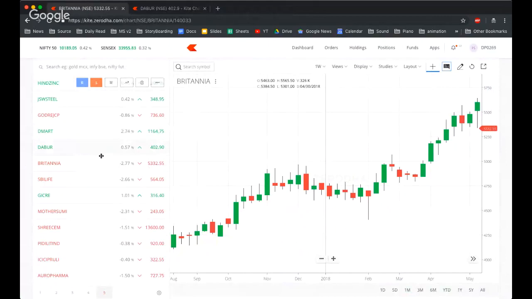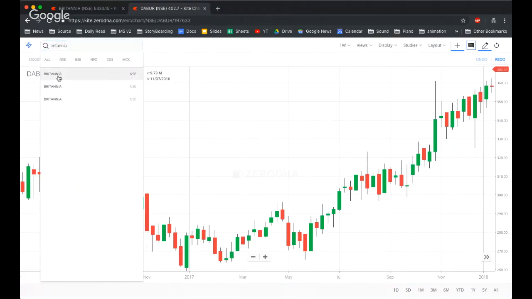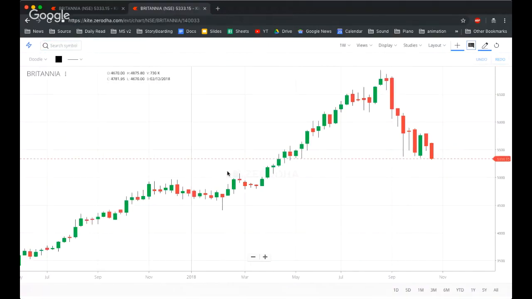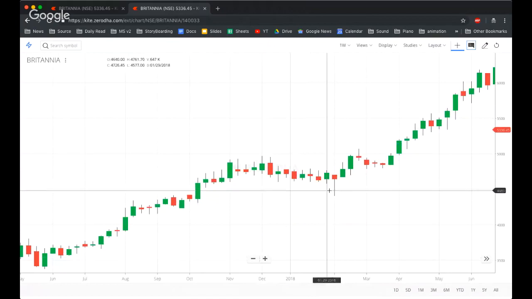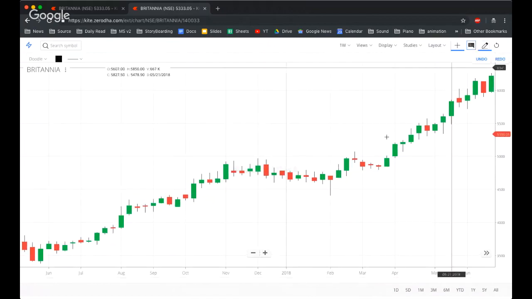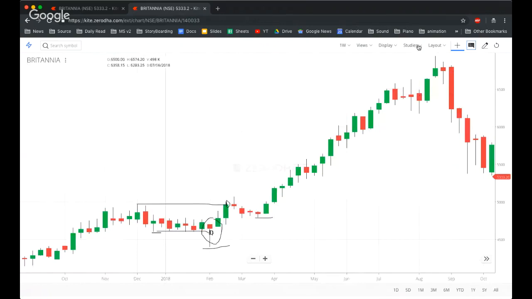After Dabur, we have Britannia. Let me see. Okay. So let's see Britannia. Did we see Britannia already? No, right? So Britannia, I just picked from the middle because this is easy. This is a hammer. This is a swing low. Does everyone agree? Yeah, very simple. And we have a swing high break right here. That's your entry. You trail your stops to the latest swing lows.